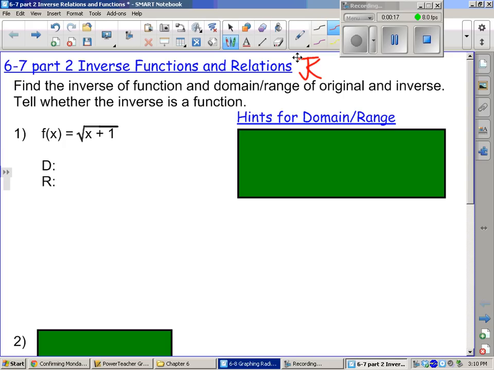Okay, let's get to it. All right, inverse functions and relations. This is part two, so it gets a little trickier in part two. We're going to talk about domain and range, which can vary. You have to be very careful. And we're also going to talk about the inverse, or whether it's a function or not.